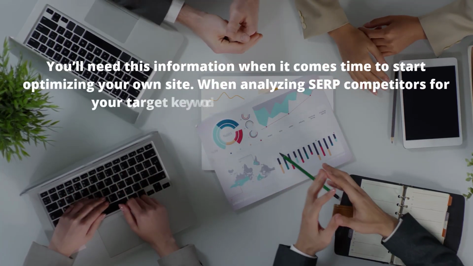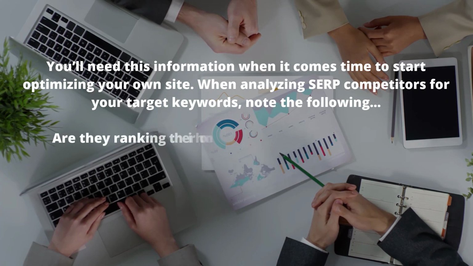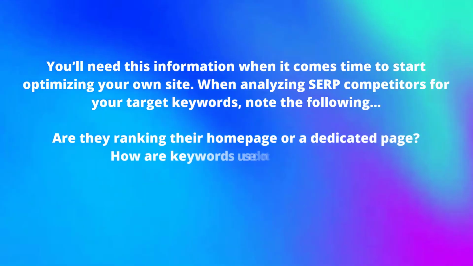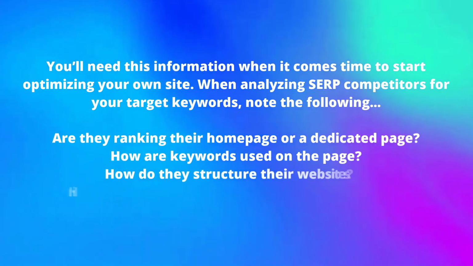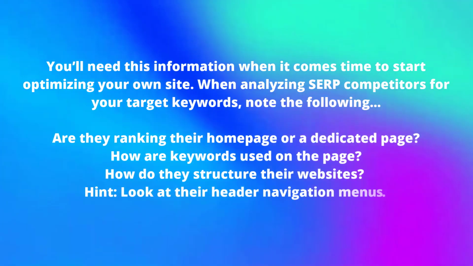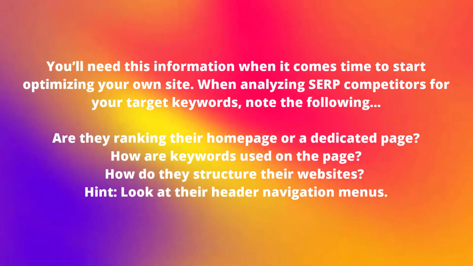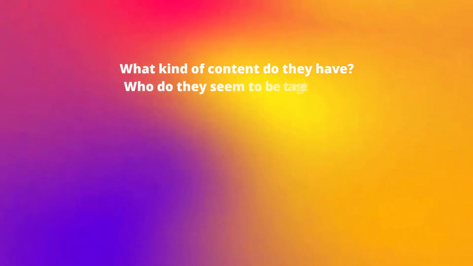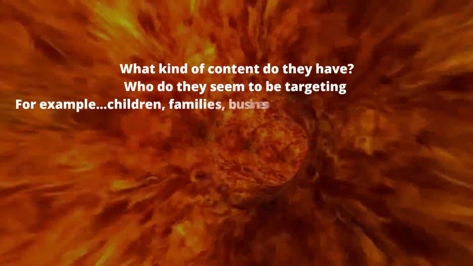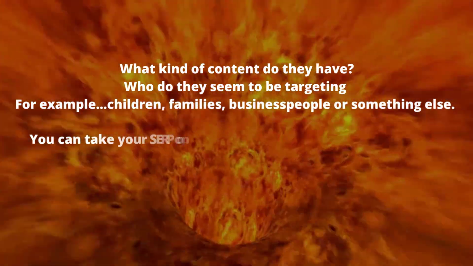When analyzing SERP competitors for your target keywords, note the following. Are they ranking their homepage or a dedicated page? How are keywords used on the page? How do they structure their websites? Hint, look at their header and navigation menus. What kind of content do they have? Who do they seem to be targeting? For example, children, families, business people, or something else.